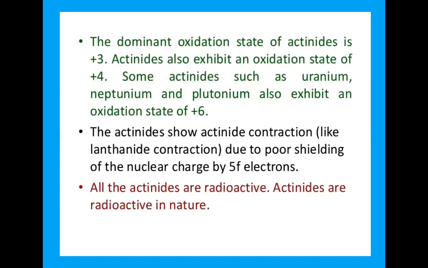The dominant oxidation state of actinides is +3. In addition to that, actinides are also capable of exhibiting +4, even up to +6. For example, uranium, neptunium, and plutonium are also capable of exhibiting the +6 oxidation state. The actinides show actinide contraction, just like lanthanide contraction. But due to the poor shielding effect of nuclear charge by 5f electrons, actinide contraction is higher than lanthanide contraction.